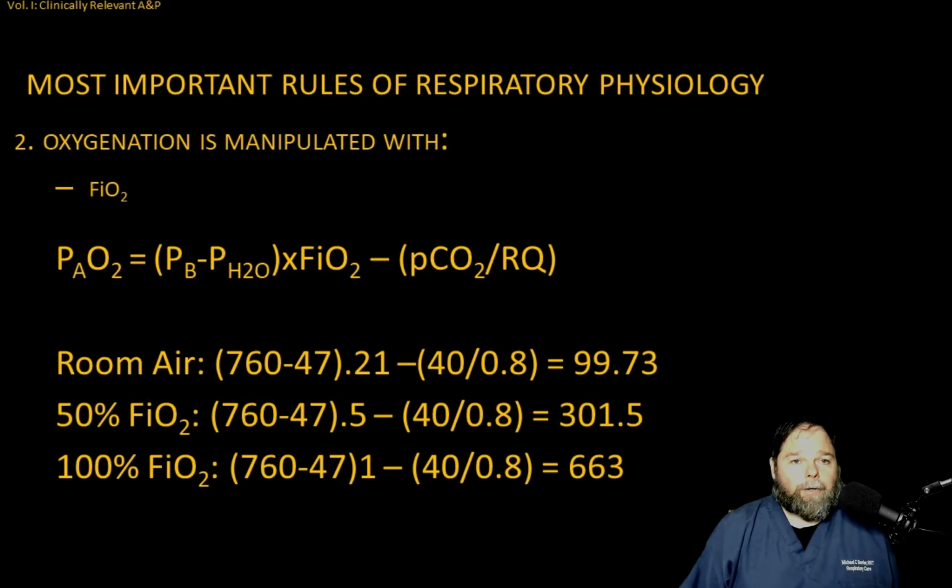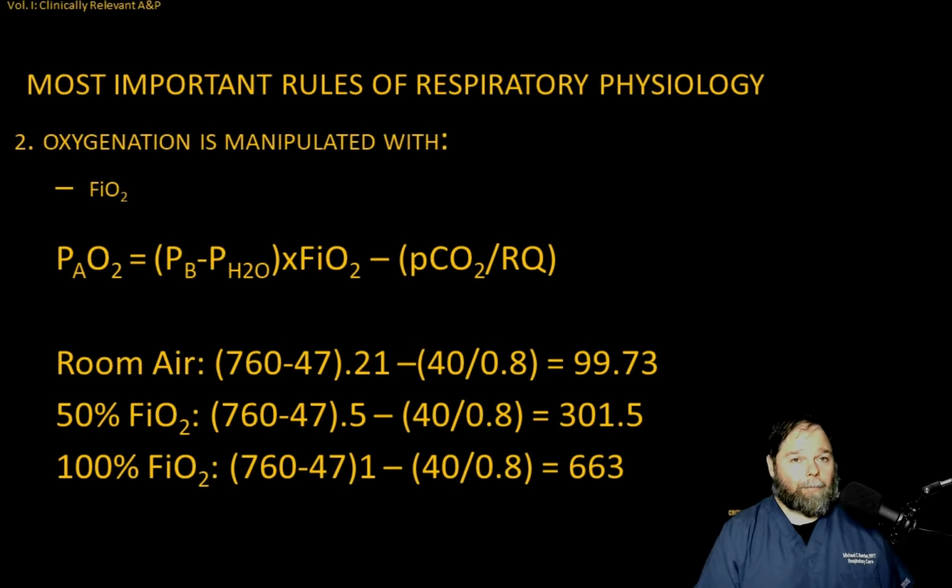The other two examples up here are on 50 and 100% FiO2. And the reason why we show these, not to go through the math again, but you see on 50% FiO2, your PaO2 goes up from 99 to 300. And on 100% FiO2, it goes up from 99 to 663 millimeters of mercury. If you add FiO2, you're going to see dramatic increases in the amount of oxygen available in the alveoli.